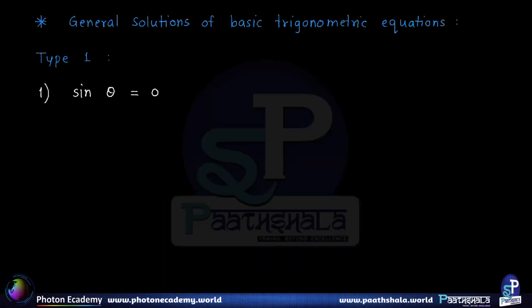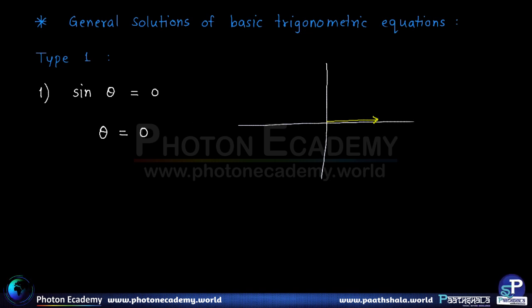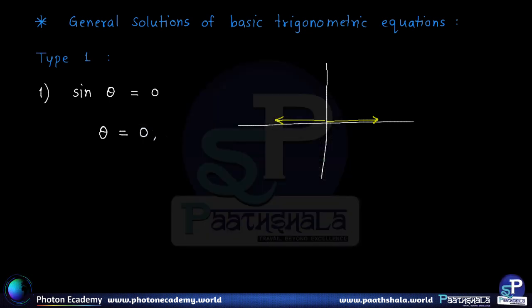So if we imagine the frame of reference, sin theta equal to 0 immediately tells us that theta equal to 0 has to be one particular answer, since sin 0 is 0. Now let's ask the question, what is the next angle in sequence which will again give us sin theta equal to 0? It's clear that the next angle is 180 degrees, that is nothing but pi. Now which is the next angle after pi? From 0 we have come to pi, and from pi we will go to 2 pi.